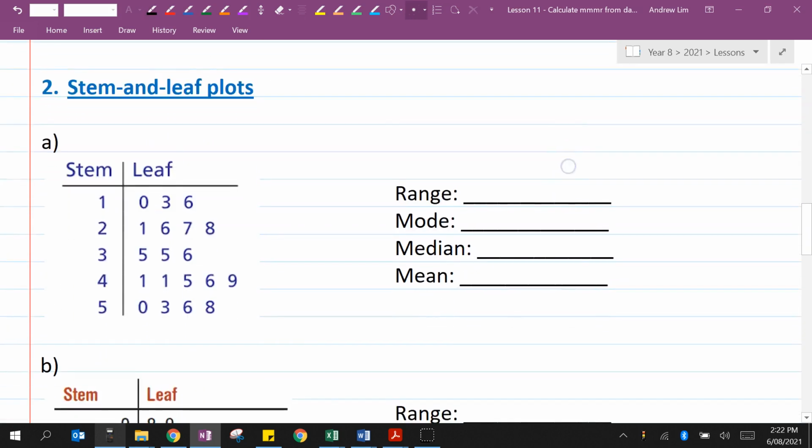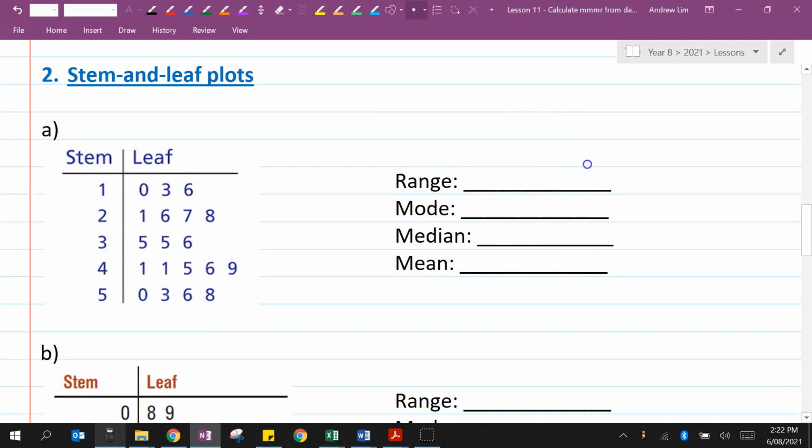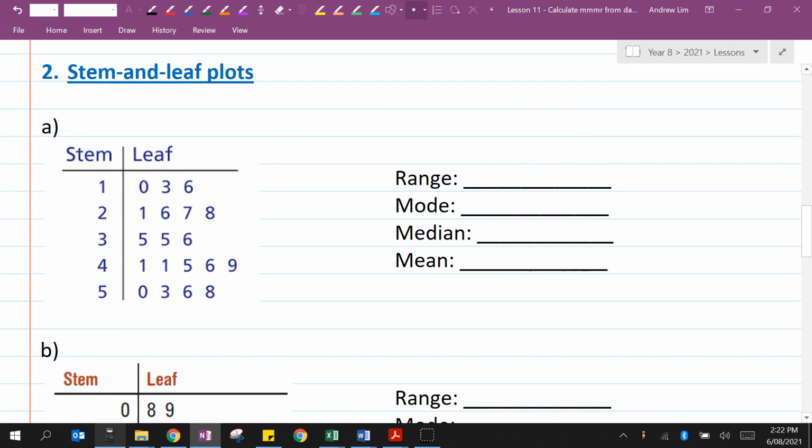Alright, let's have a look at how to find the range, mode, median, and mean from a stem and leaf plot. So the range is highest minus lowest. The highest score, according to this, is 58. The lowest is 10. So the range is 48.